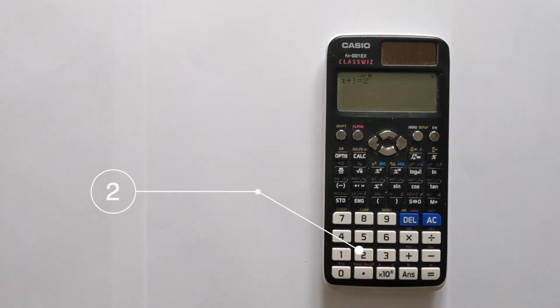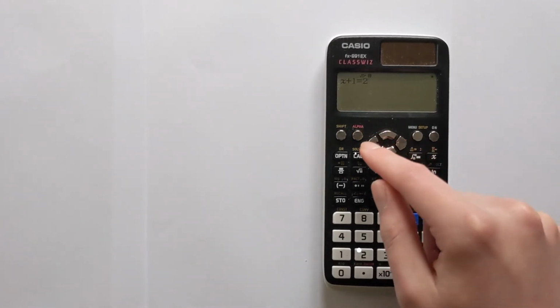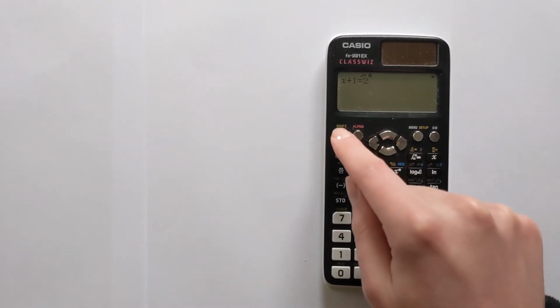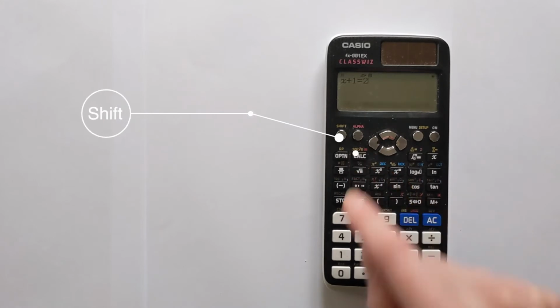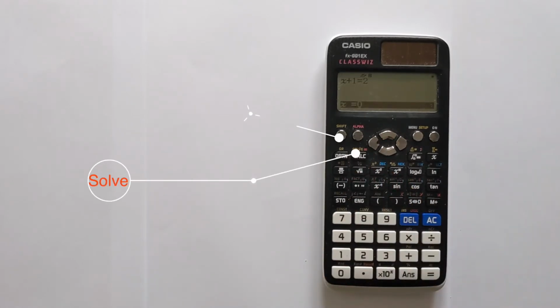The next step is to press the solve button here. So you press shift and then solve. And it gives you this value of 0. Which looks ridiculous, and you just think, that's wrong. 0 plus 1 is definitely not 2. Bad calculator. But then when you think about it, this x equals 0 is actually just what was stored in the memory, and it's not actually done the calculation.